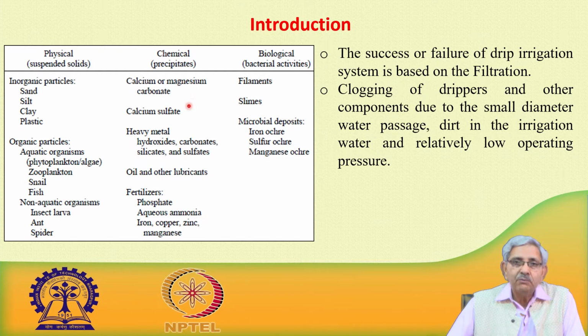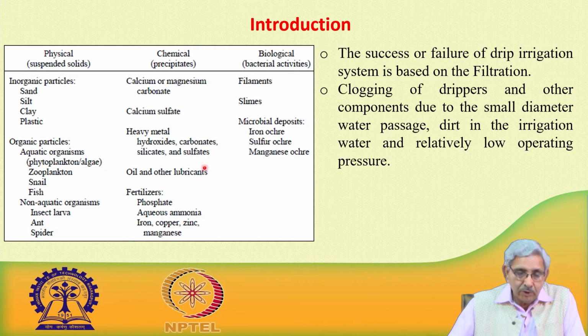Chemicals, due to chemical reaction in the water, calcium or magnesium carbonates could be present, mainly in hard water. Calcium sulphate or heavy metal hydroxides, carbonates, silicates and sulphates are other components, as well as oil and other lubricants.